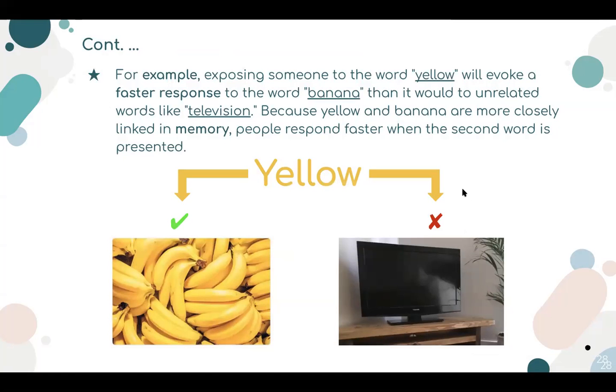For example, exposing someone to the word yellow will evoke a faster response to the word banana than it would to an unrelated word like television, because yellow and banana are more closely linked in memory. People will respond faster to the second word than they will to the first. This is a really interesting concept because you'll see it a lot, for instance when you are writing text, where the word can help in recalling certain memories and memory systems, so you can answer and recall things faster.